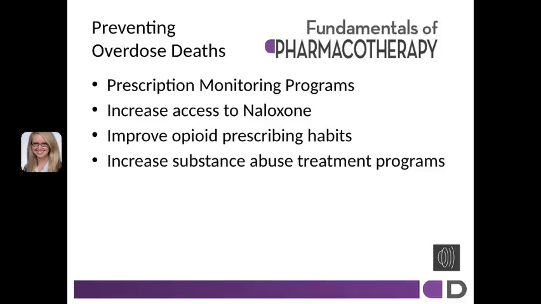Also, the CDC recommends education and improvement of opioid prescribing to limit the use to only when necessary and to try the other options of the steps first, and also to increase access to substance abuse treatment programs. Another recommendation is to increase the access to naloxone, which is a medication that is used to reverse opioids in an overdose. We will talk about that next.